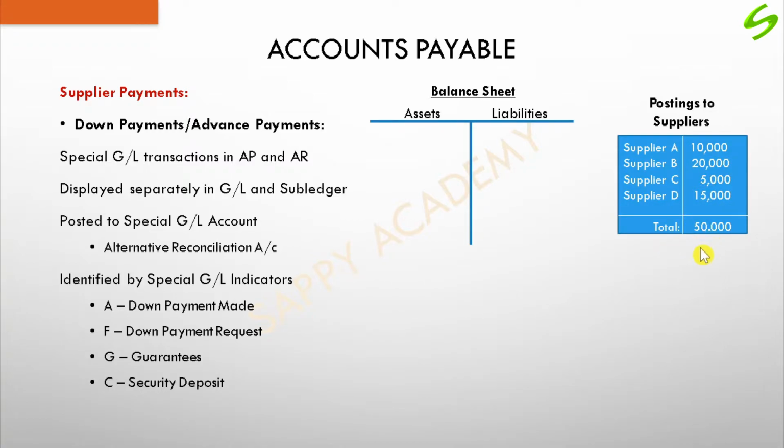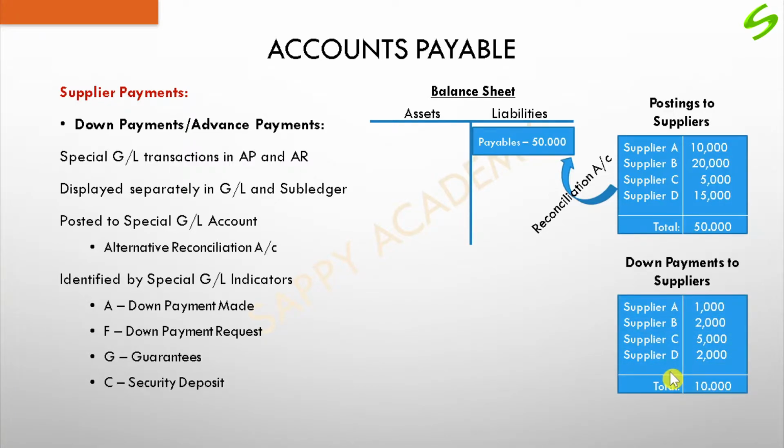Total is 50,000. When these postings are made to the supplier accounts, they are simultaneously posted to the reconciliation account, which is payables in our case. It shows under liabilities in the balance sheet. When it comes to the special general ledger transactions, for example down payments, in this example supplier A has 1,000 as down payments, supplier B 2,000 USD, supplier C 5,000 USD, supplier D 2,000 USD, total 10,000 USD.